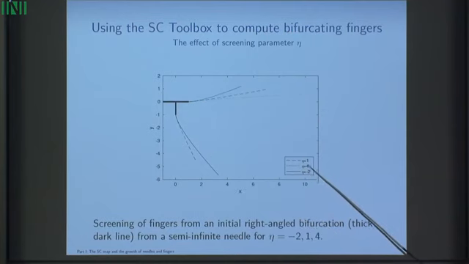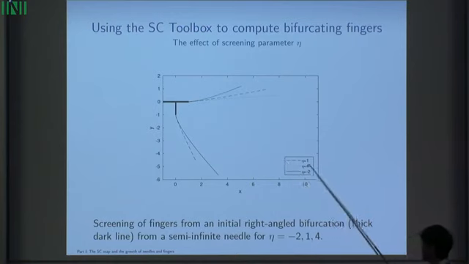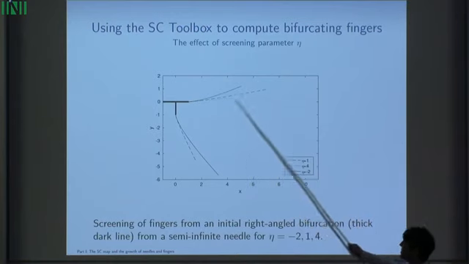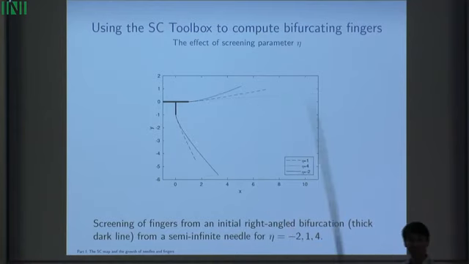But for these other choices of eta, we get different trajectories for each of these fingers. So these dashed lines correspond to eta equals 1. And for eta equals 4, we see that this branch carries on quite merrily, but the other branch, you can't see it. It just stops. It stops moving. It's highly screened. The bigger the value of eta, the bigger the screening effect.